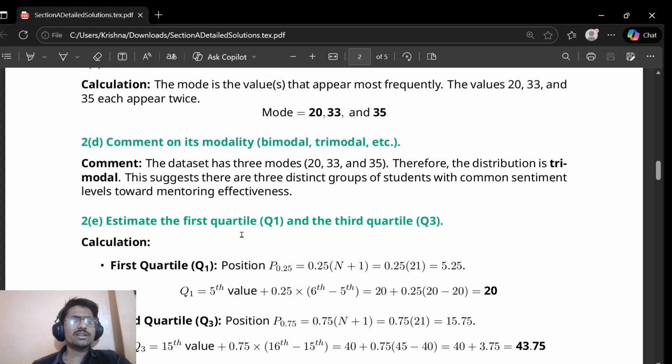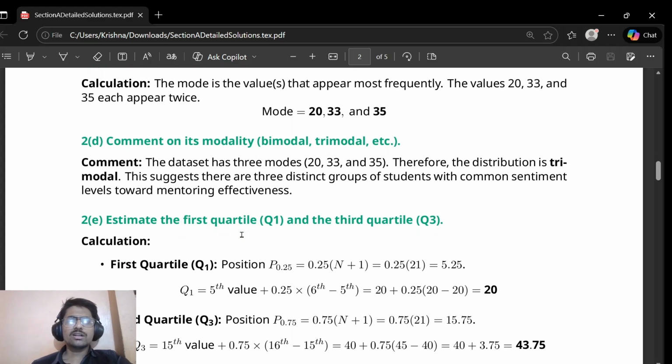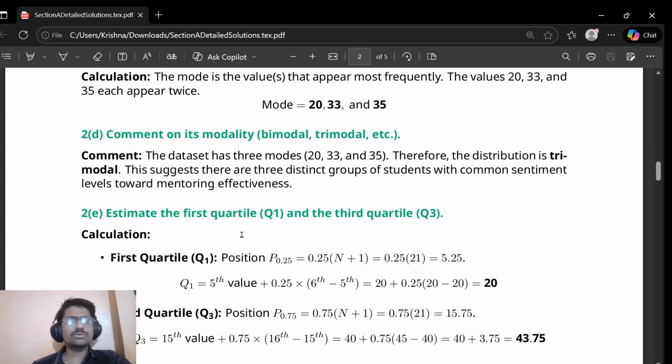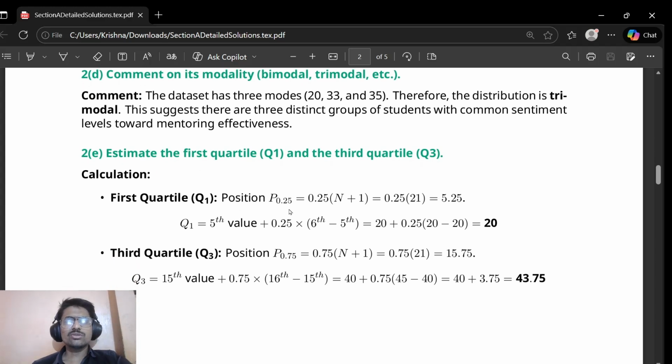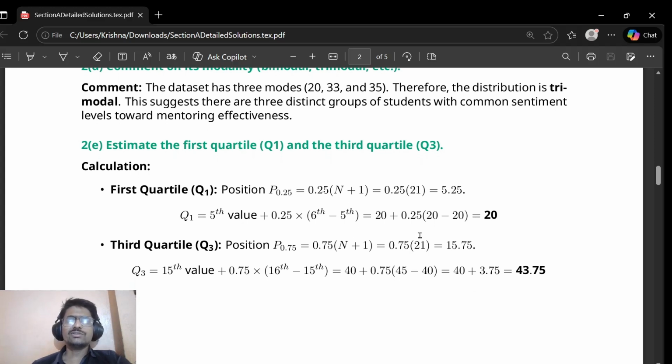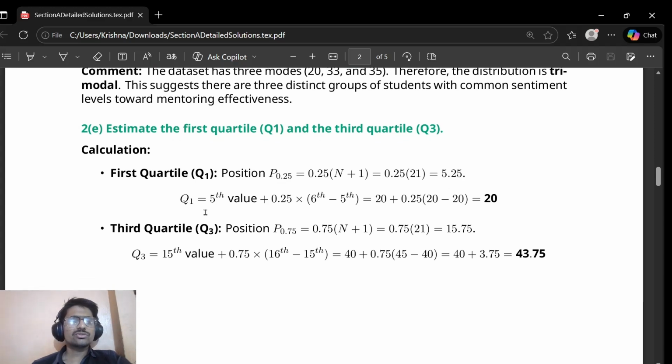Next, estimate the first quartile Q1 and the third quartile Q3. Calculation: first quartile position P0.25 is equal to 0.25 times (n plus 1). 0.25 into 21 is equal to 5.25. So Q1 is equal to the fifth value plus 0.25 times (sixth minus fifth value), which is equal to 20 plus 0.25 times (20 minus 20), which is equal to 20.